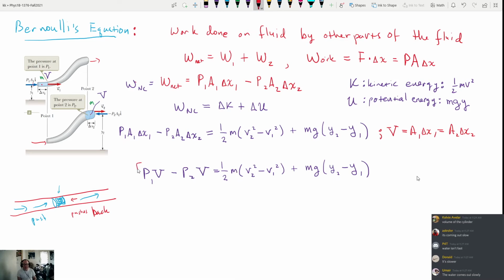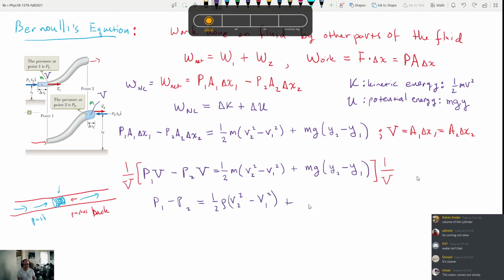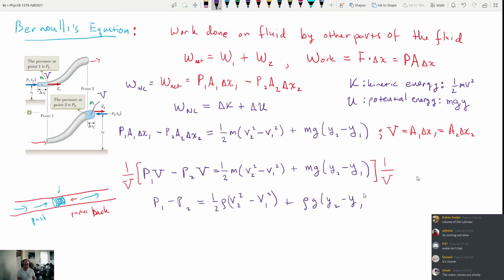So what we're going to do is divide the entire equation through by the volume. If we do that, then the volumes will cancel out on the left-hand side, and we'll just get P1 minus P2. And on the right-hand side, instead of M over V, we'll write rho. So this will become 1/2 density times V2 squared minus V1 squared plus rho g (Y2 minus Y1).